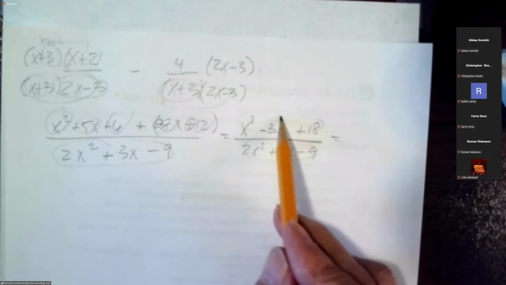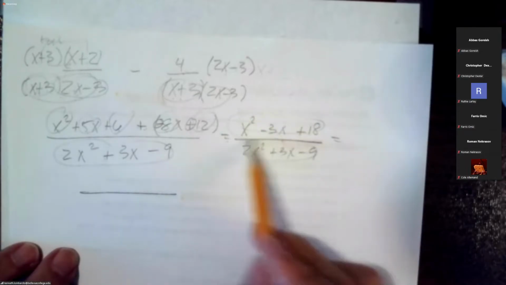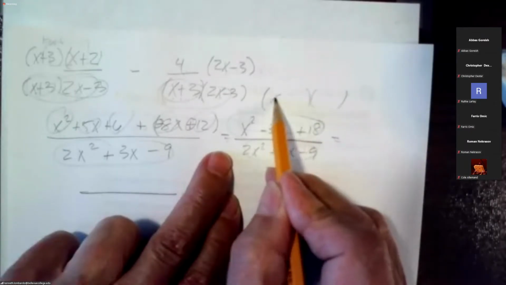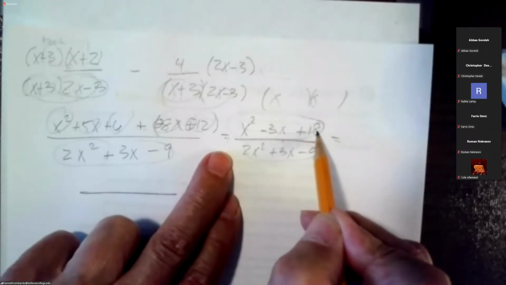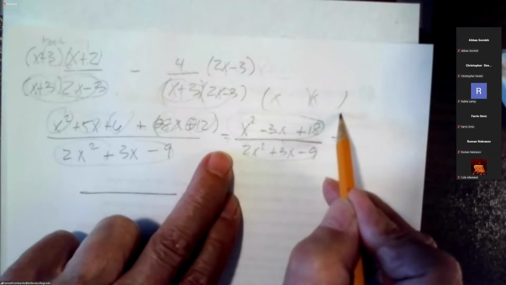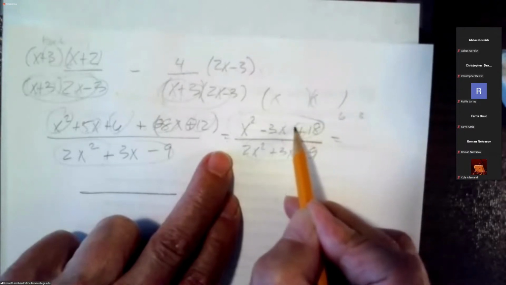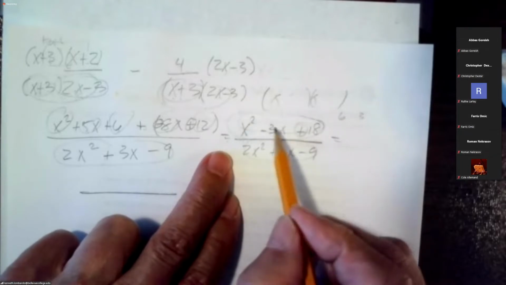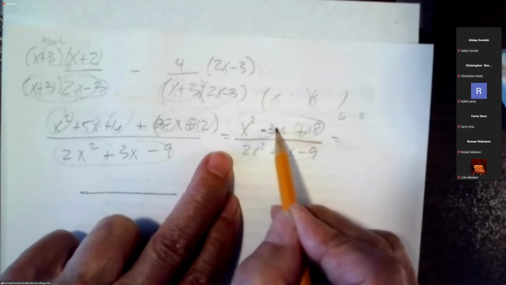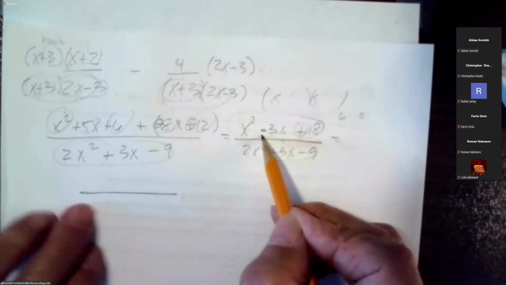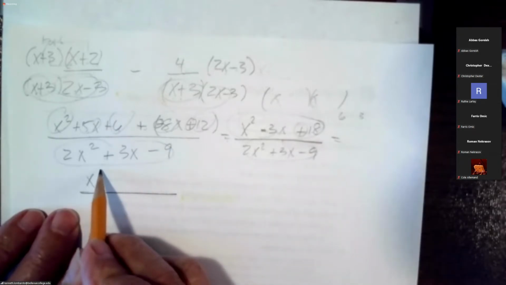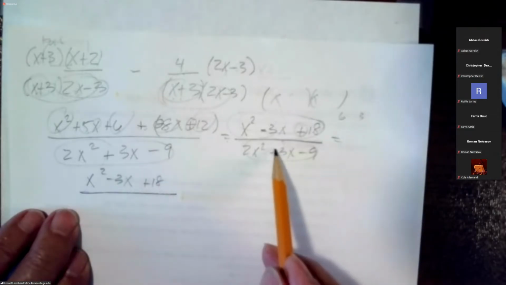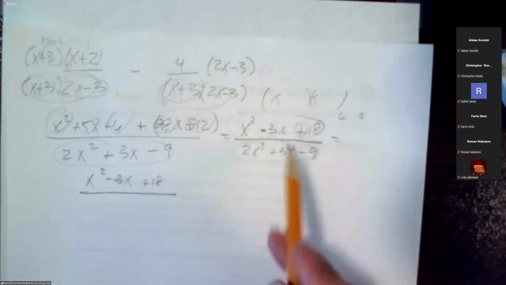Can we do that? Well, let's see. Can we factor the numerator? We have x squared minus 3x plus 18. Well, that could be a 6 and a 3, but if this is positive, they both have to be the same sign. And I can't have the same sign and get a 3 over here, can I? So I'm not going to be able to factor that in the normal method. So x squared minus 3x plus 18, I'm going to leave that. So that's my numerator.